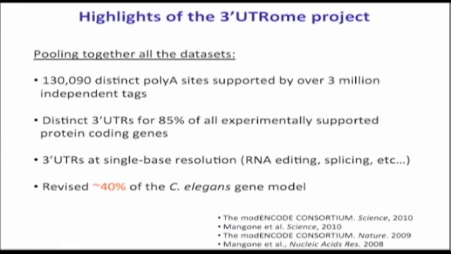But we ended up producing a very, very well-defined 3' UTR-ome of the worm. We detected almost 130,000 distinct poly A sites, so where the UTR ends. This is supported by over 3 million independent tags, so it's very deep coverage. We detect a 3' UTR for at least 85% of all experimentally supported protein-coding genes.